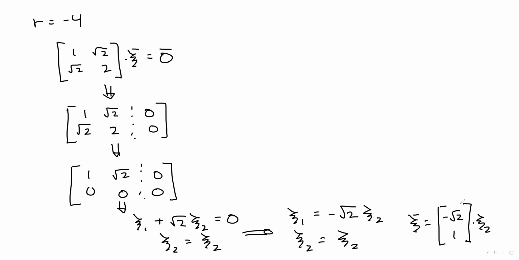All right, and so that's as simple as it gets. And so that's going to be our second solution. X2 equals negative root 2, 1 times e to the negative 4t.